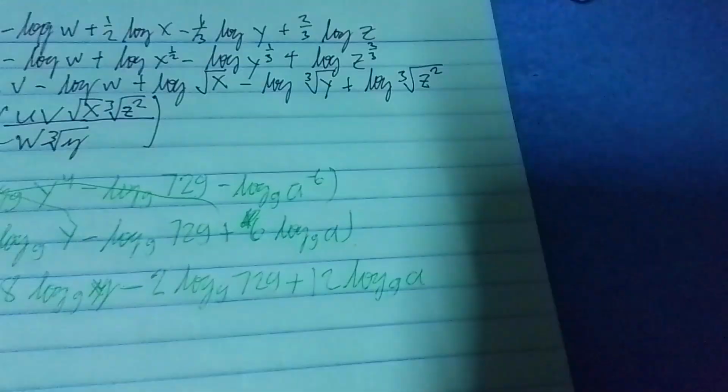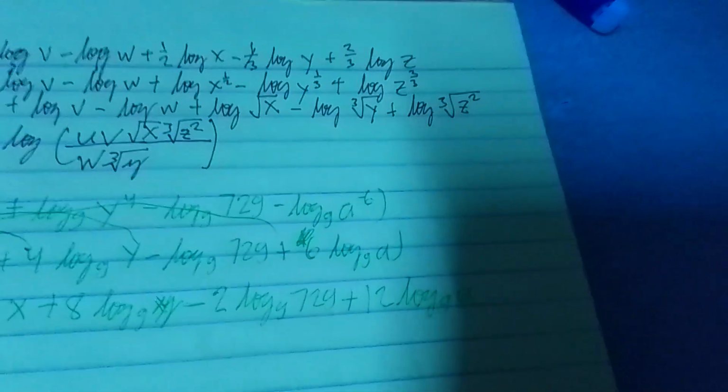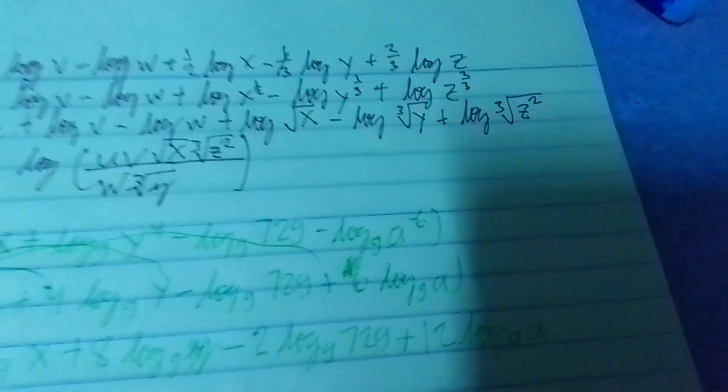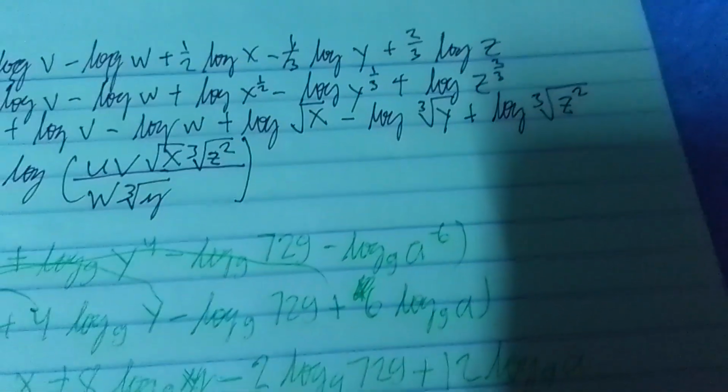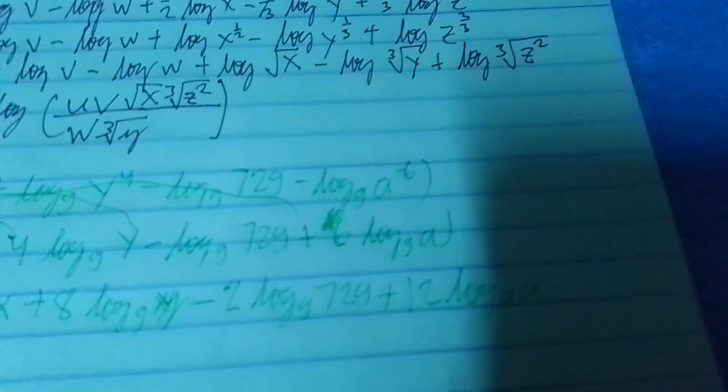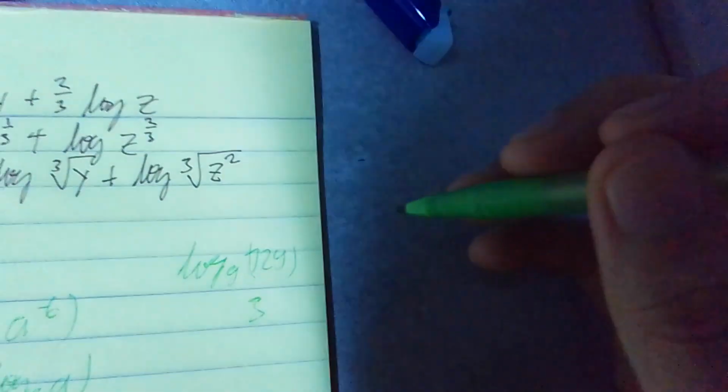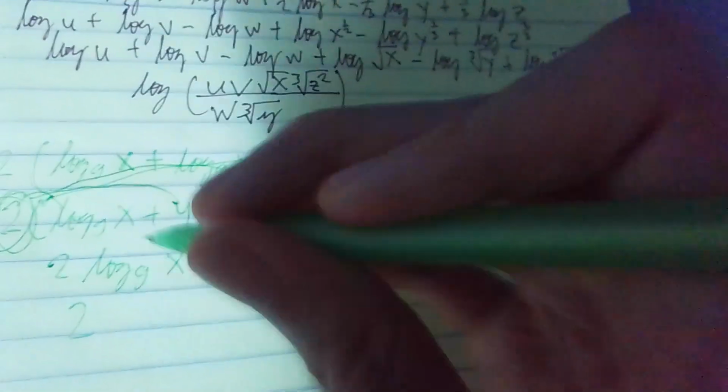We are going to distribute the 2. So therefore, it's 2 times log base 9 of x, plus 2 times 4 is 8, plus 8 times log base 9 of y, minus 2 times log base 9 of 729, plus 12 times log base 9 of a.